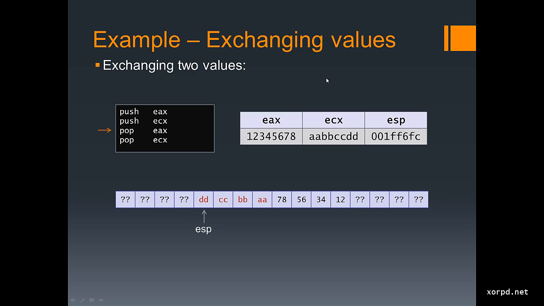Let's follow what happens now. We pop into EAX, which means that this value is going to be popped into EAX. And indeed, we get that EAX now has this value. Finally, we pop from the stack into ECX, which means that now ECX contains the value 12345678. And as wanted, we managed to switch the values of EAX and ECX. Recall that EAX originally contained this value, 1 till 8, and ECX contains this value, AABBCCDD.